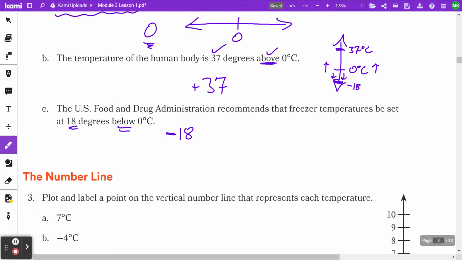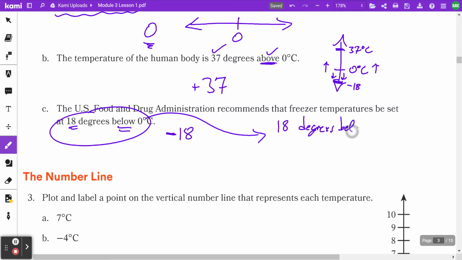Now, just one little word of caution here. What you don't want to write, see, this is perfect, 18 degrees below 0. Watch this, 18 degrees below. That's fine. Or you can just say, hey, it's negative 18 degrees. Those two mean the same thing. That's good and that's good.